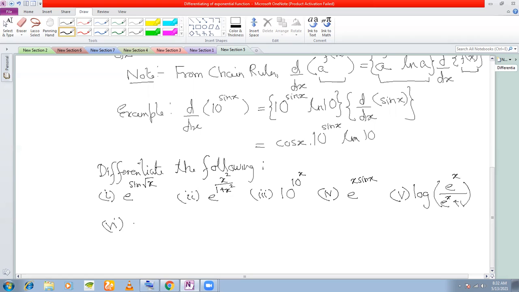The next one is e to the power of, let me take another one. Yes, e to the power of x minus e to the power of minus x by e to the power of x plus e to the power of minus x. One is 5 to the power of log sine x. Okay. Next you have e to the power of e.